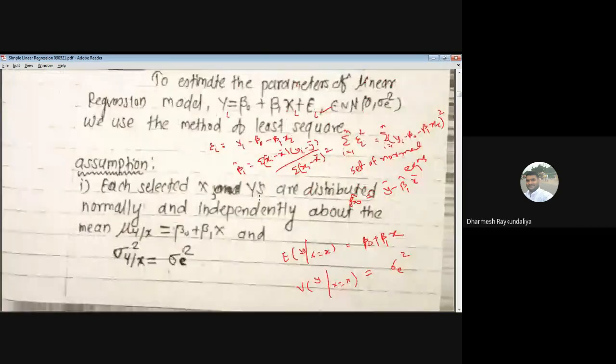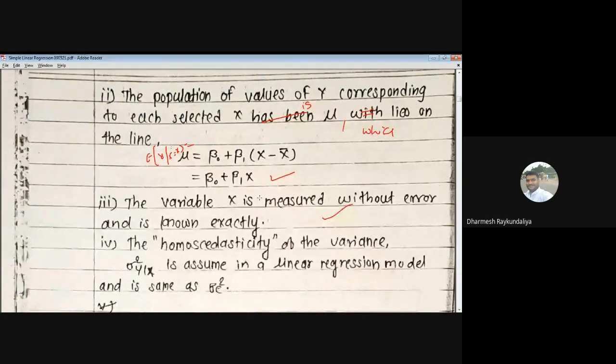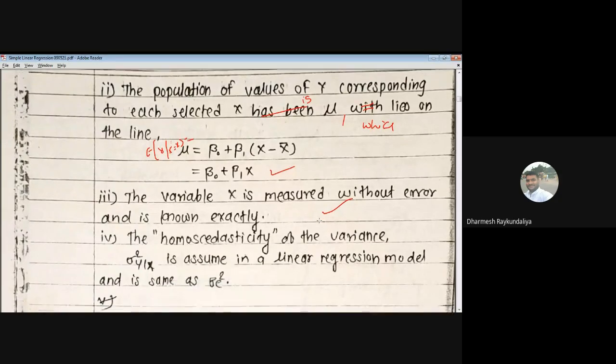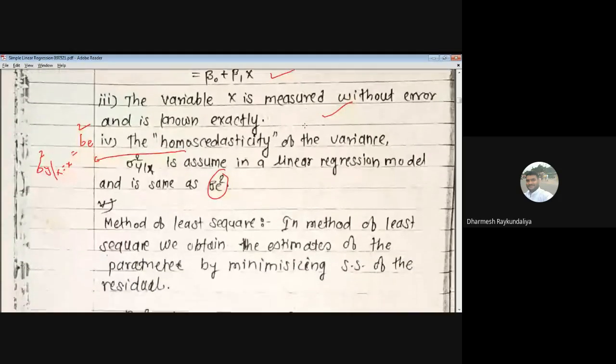Both y and x have a jointly bivariate normal distribution. Homoscedasticity means that the variance of y given x, sigma square y given x, is assumed to be constant in a linear regression model, and it is the same as sigma epsilon square. So the variance of y given x is the same as the variance of epsilon. That means the variance of y remains constant across the different values of x. That is called homoscedasticity.